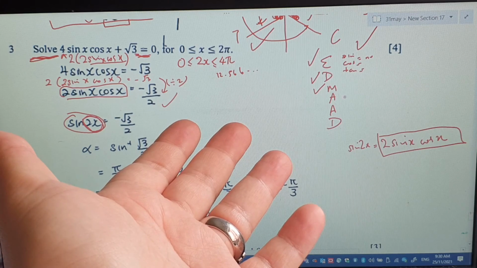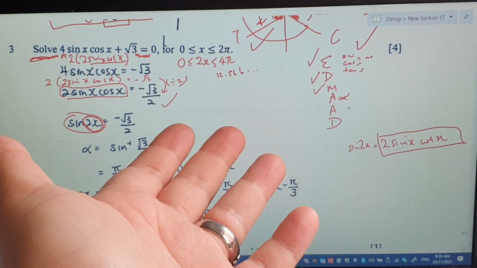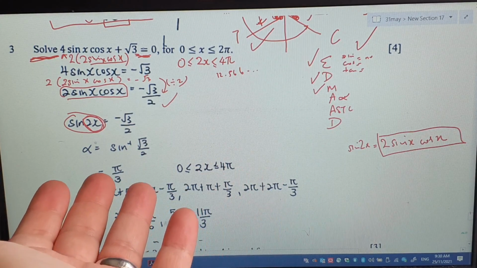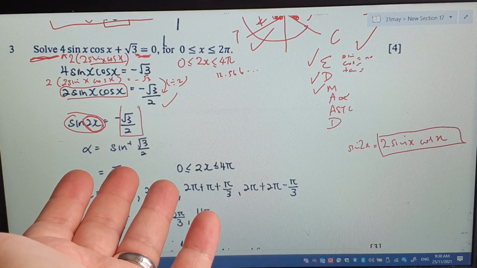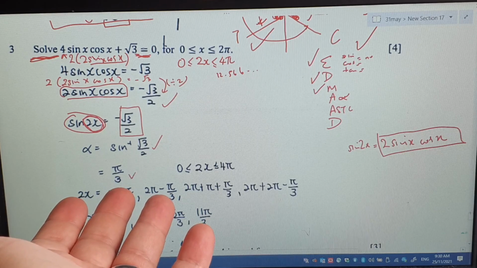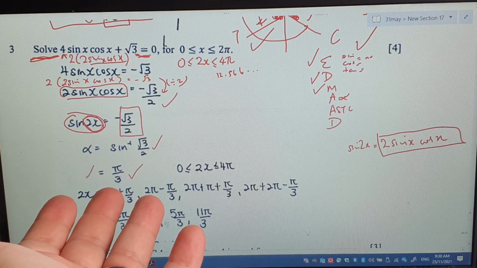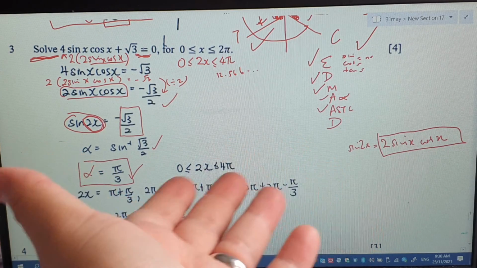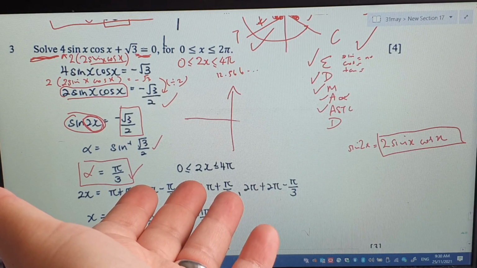The first one is alpha. The second one, the first A is alpha. The second one is the ASTC, right? So we do the alpha first. Alpha, remember, don't take the negative. Okay, then you have this. And now you have to do ASTC already. Okay? ASTC, how do we do it?